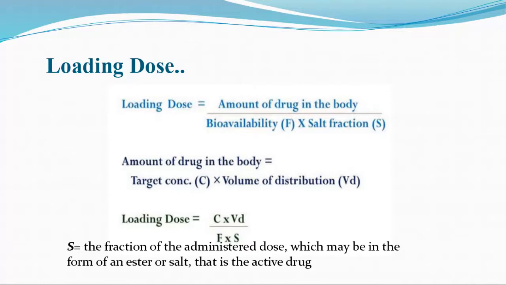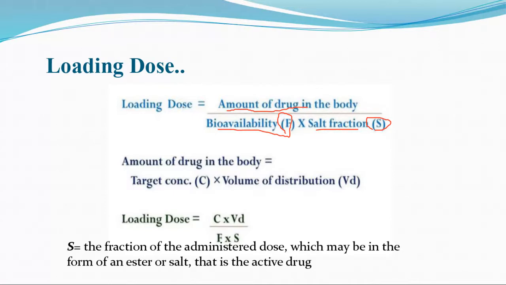اللودنج دوز بحسبها ازاي؟ الدوز اللي انا محتاجاها اديها للبيشنت عشان يوصل لي الدراج للثيرابيوتيك ليفل ويديني الثيرابيوتيك ايفكت. هتساوي equals to the amount of the drug in the body, the total amount of the drug in the body, divided by the bioavailability اللي هي symbol as F, multiplied by salt fraction. ايه هو salt fraction؟ في بعض الدراجز لما يدخلوا البادي بيحصل لهم يعني بيتحول الدراج into مثلا another salt fraction or ester or salt or whatever اللي هو الفراكشن اللي بيبقى active، الجزء من الدراج salt or ester of the drug which is active. تمام.